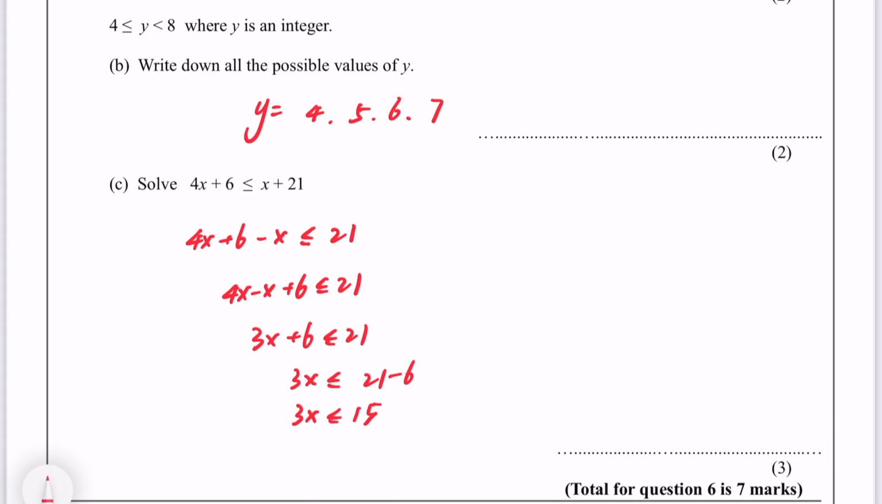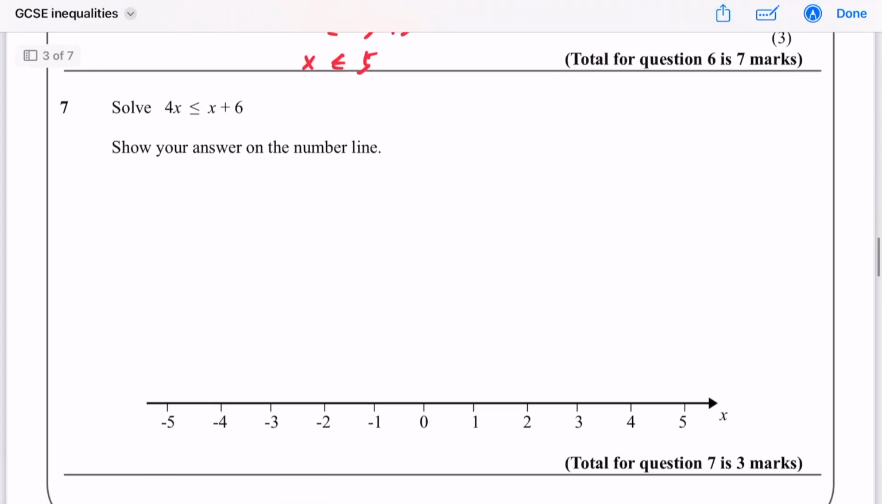Finally, divide both sides of the inequality by 3. x is less or equal to 15 divided by 3. x less or equal to 5, which is the final answer for the question. Let's move on to the next one.